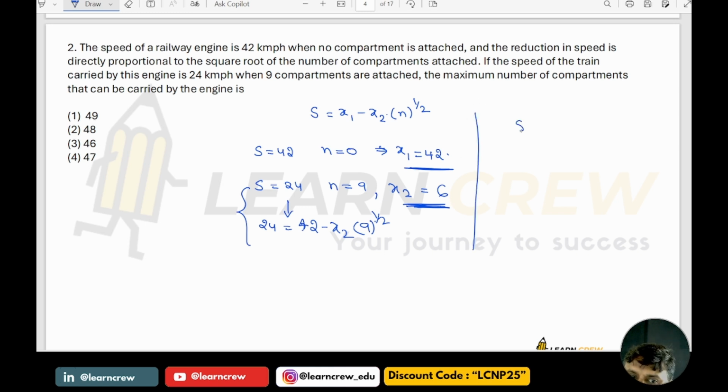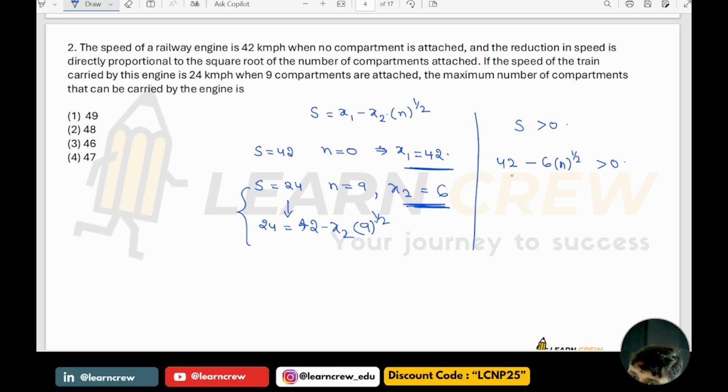So see here, S has to be greater than 0. S has to be greater than 0 means 42 minus x1 is 42 and x2 is 6, n power 1 by 2. It must be greater than 0. So here n should be maximum. What is the maximum value of n here?